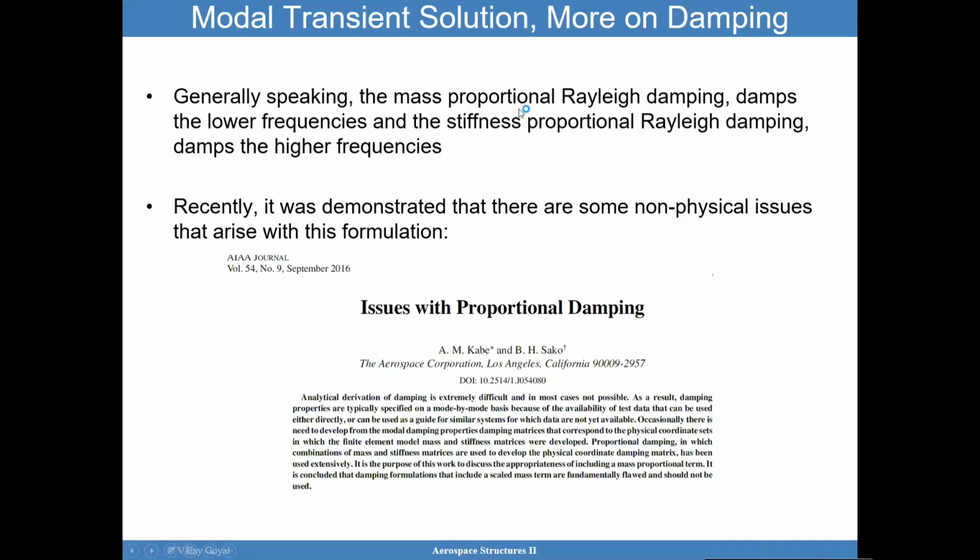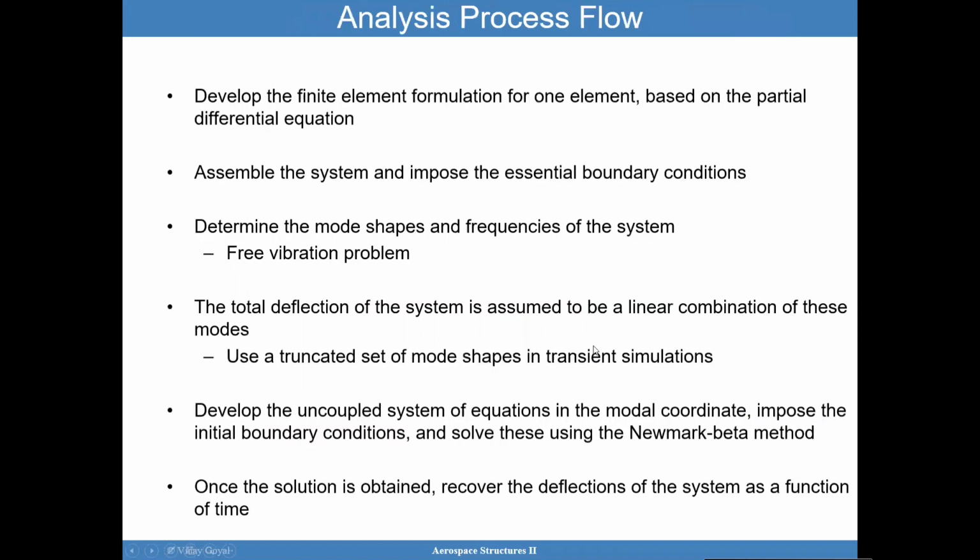There are other ways to specify damping. One such approach is called Rayleigh damping or proportional damping. I recommend that you read this paper in the AIAA journal from 2016 that discusses some issues with that approach. I think one of the best approaches is to measure damping and specifically provide that in the damping matrix. That can be more successful.